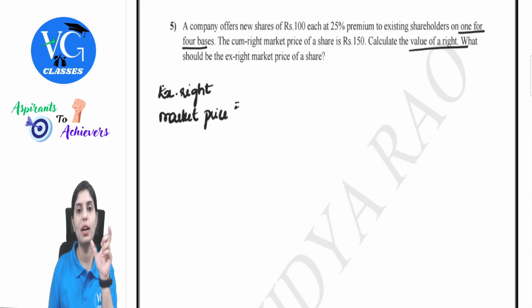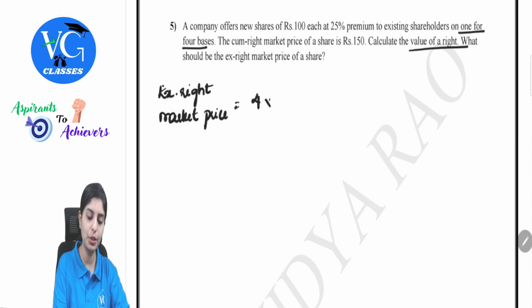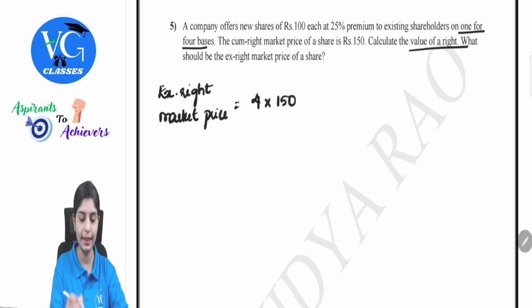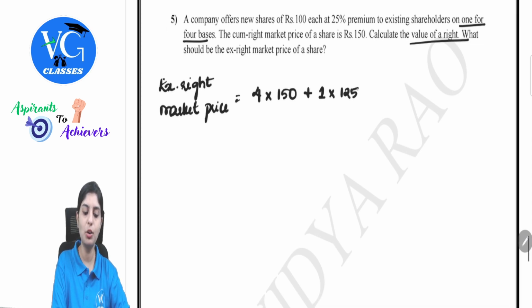So what I want now is cum-right price into existing shares. So that will be 4 into what is the cum-right price? 150. I hope this is clear. Plus, what is the right share? 1 share for every 4 held. So 1 into what is the right issue price? 125. The company offers new shares of 100 each at 25% premium.